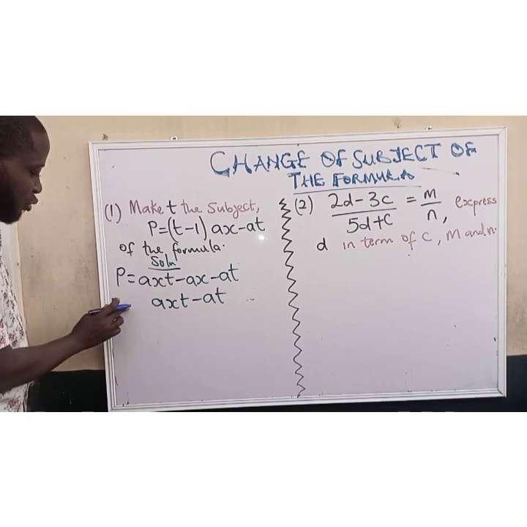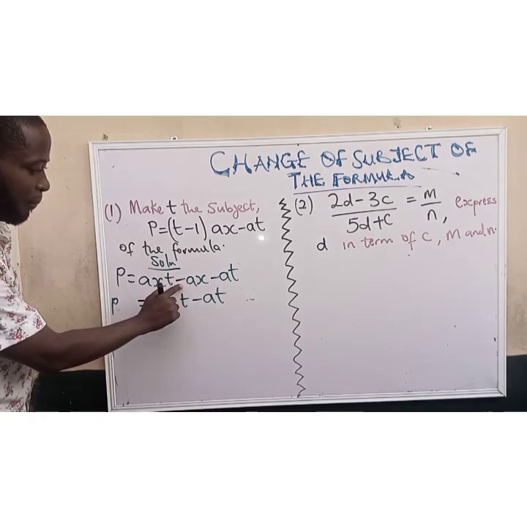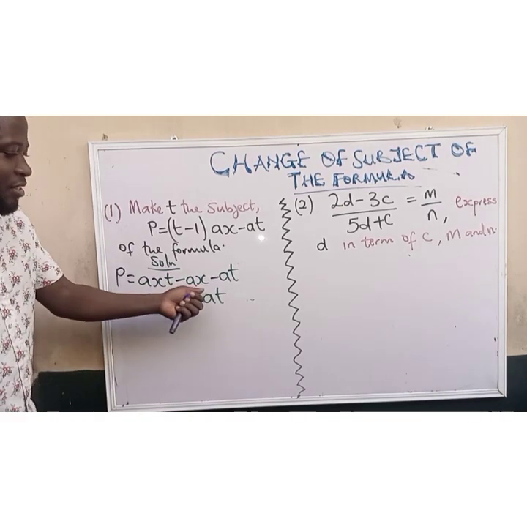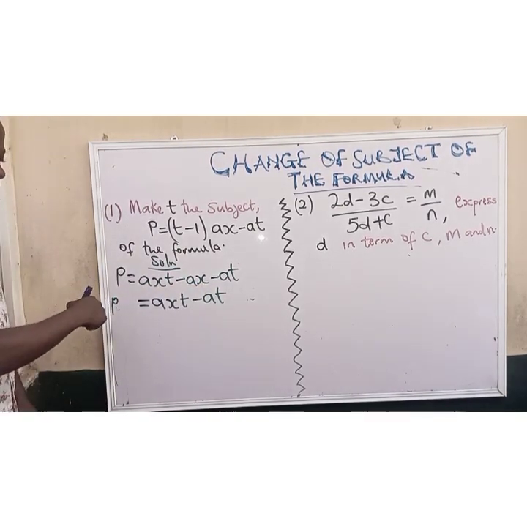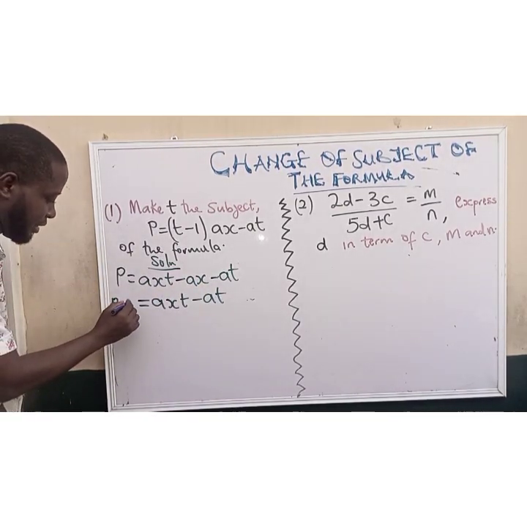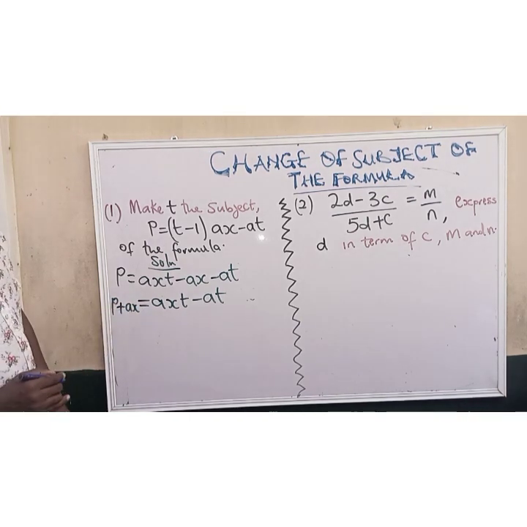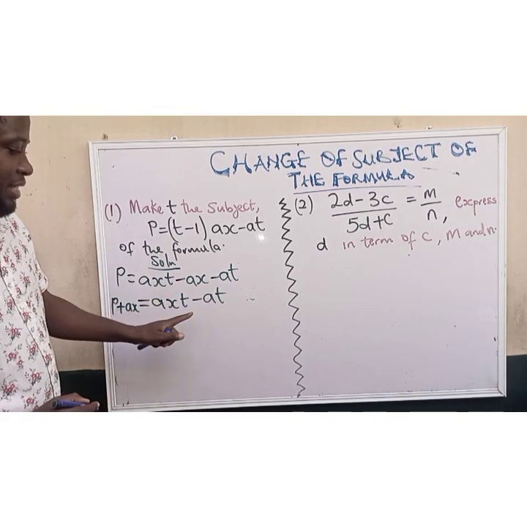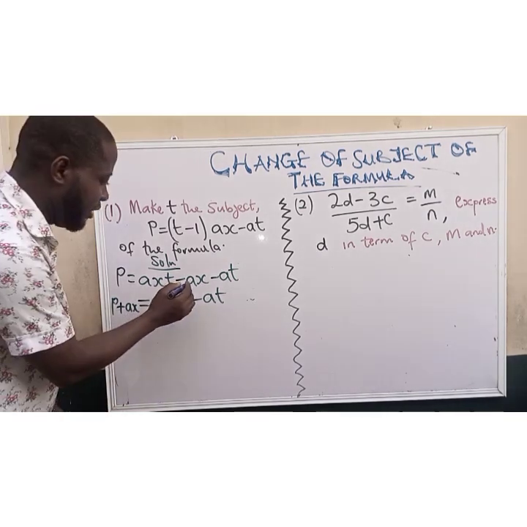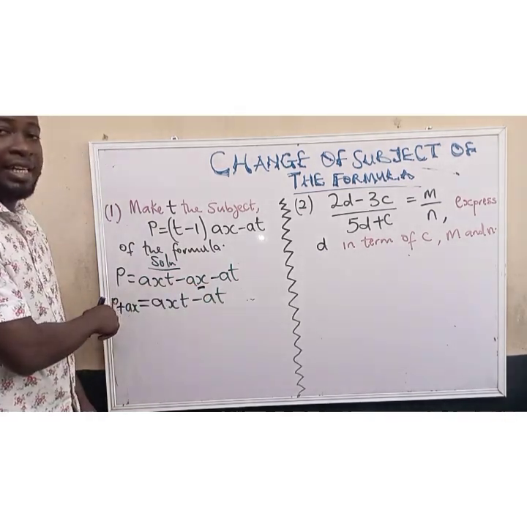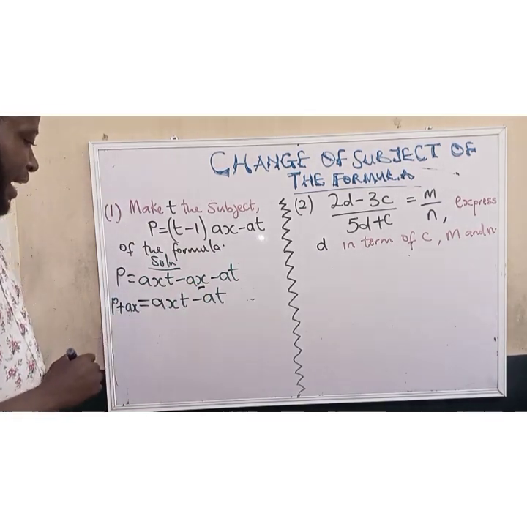Why this one now, minus ax here? Because it does not have t, it will now move to this side and now becomes plus ax. So ax minus at will stay here. Only this will move to the other side. So we have collected the like terms.